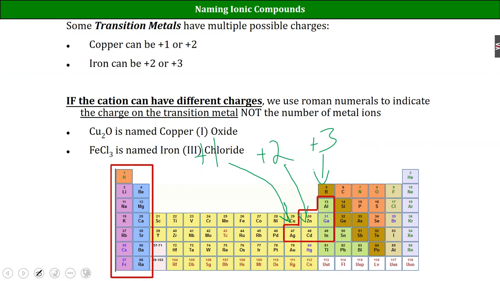So Cu2O is copper(I) oxide. FeCl3 is iron(III) chloride. And I'll say it one more time before we take our break. Iron(III) chloride, the 3 is not referring to how many of something you have. The 3 in the name is referring to the charge.